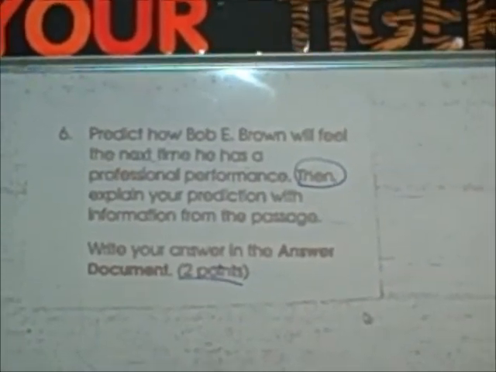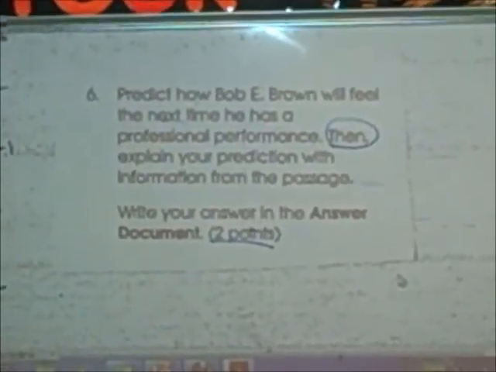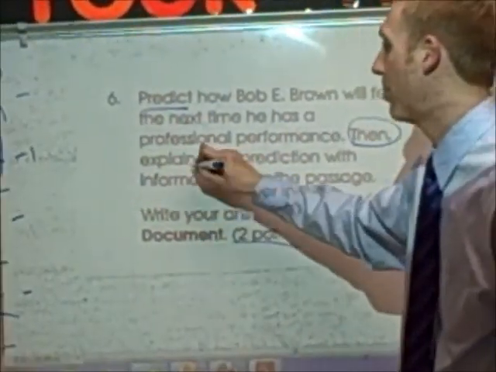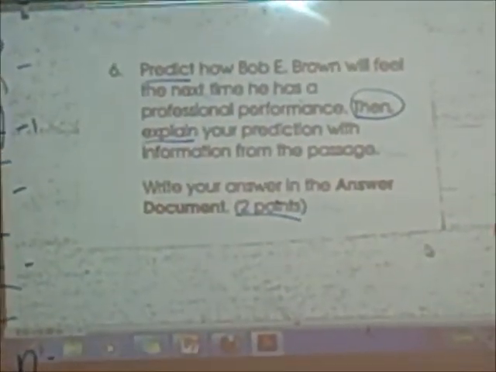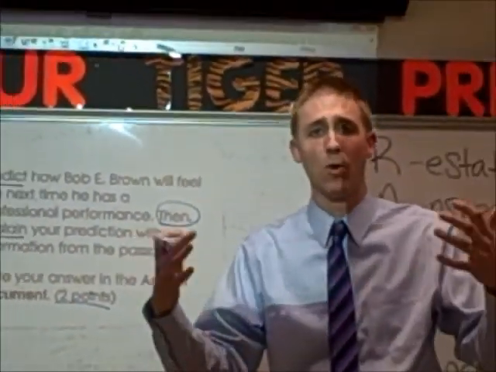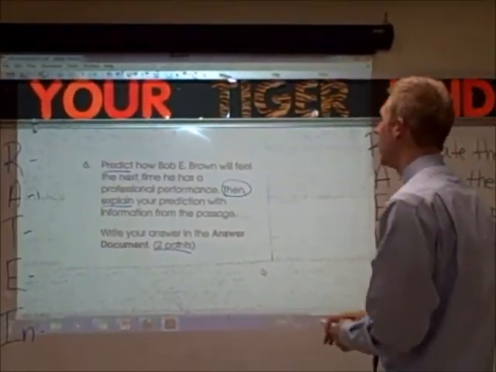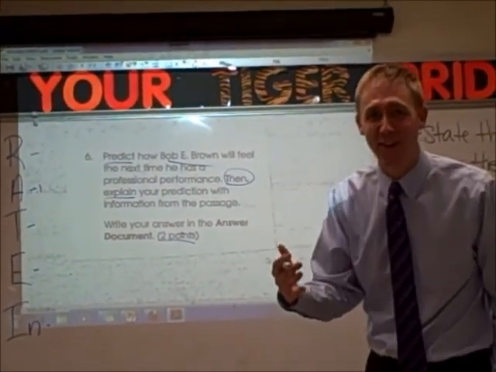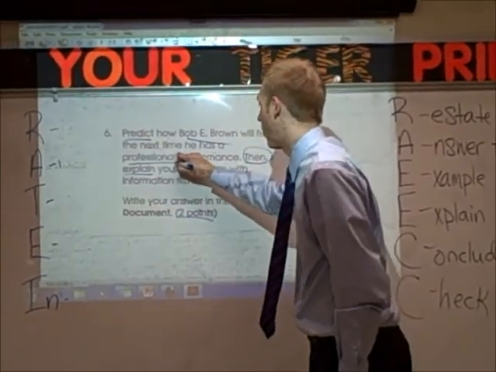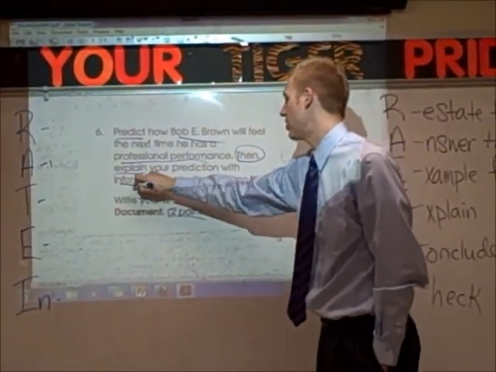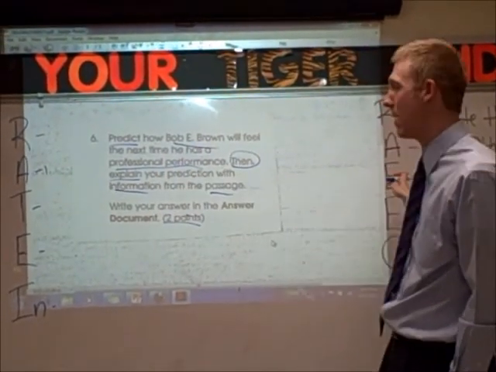Just like our last example, then is there. So I go back through, I look for some keywords, some key verbs, words like predict and explain. My first point should be a prediction. My second point should be explaining using that word why or because. All right, as I continue on, Bobby Brown, that is a noun, that's a person. Professional performance, that's a key idea. And then information from the passage like we've talked about in our acronyms.